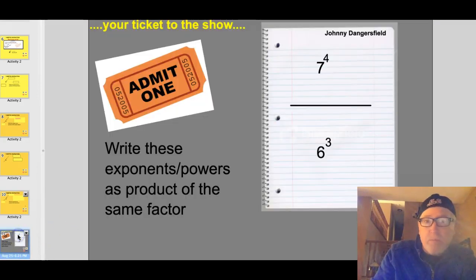All right, here are your ticket to the show problems. Down below the line in your notebook, in that bottom third where it says TTTS, that's ticket to the show. Go ahead and write these two exponents or powers as a product of the same factor.